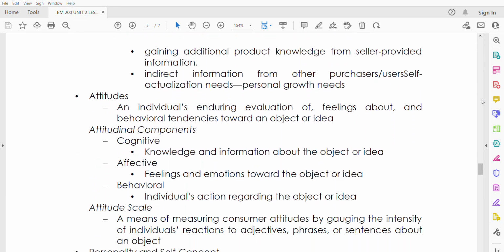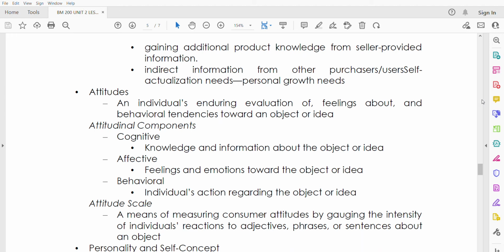Then attitudes also affect consumer buying behavior. An individual's enduring evaluation of feelings about and behavioral tendencies toward an object or idea. So, it can be cognitive, affective, or behavioral. So, cognitive attitudinal components are knowledge and information about the object or idea. Cognitive is all about knowledge and information, those pieces of information that pass through our brain. Affective, this involves our feelings and emotions towards that object or idea. And then behavioral, the action that we do or did regarding that object or idea.